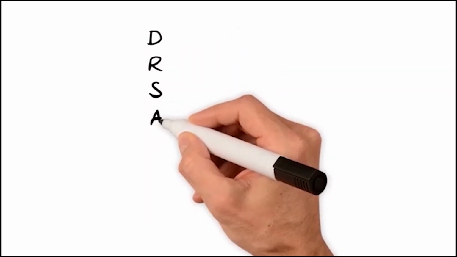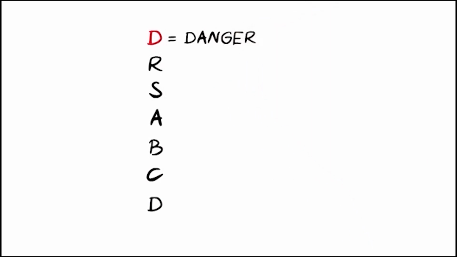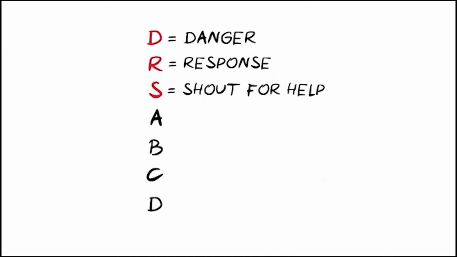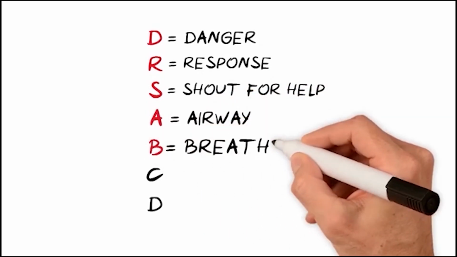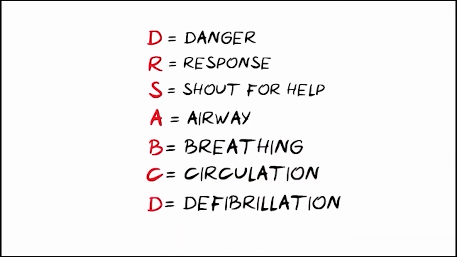That's it. So, to recap, DRS ABC. D is for danger. R is for response. S is for shout for help. A is for airway. B is for breathing. C is for circulation, and D for defibrillation.